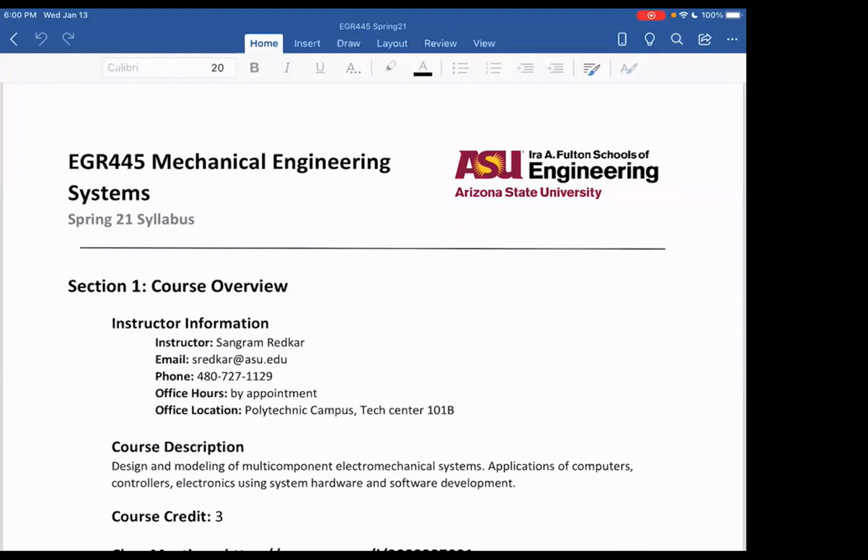EGR445 Mechanical Engineering Systems. In this class, we are going to study different types of mechanical systems, and we are going to use the material that you studied in EGR444.